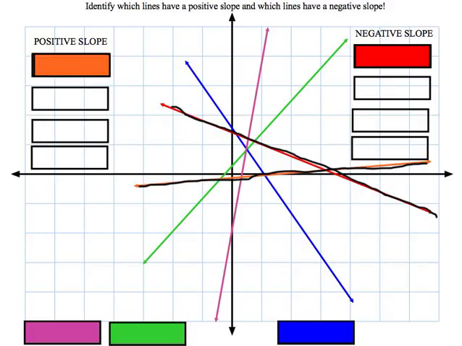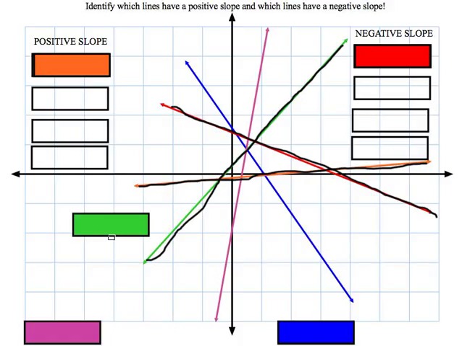Okay, if we look at the green line, it starts down here in the third quadrant. It comes up a tiny bit through the second quadrant and then over into the first quadrant. So the green line goes in the general direction of the third quadrant to the first quadrant, so that is going to be a positive slope.